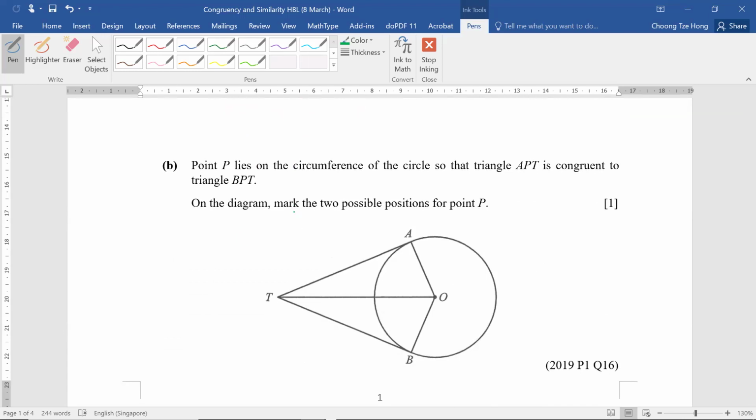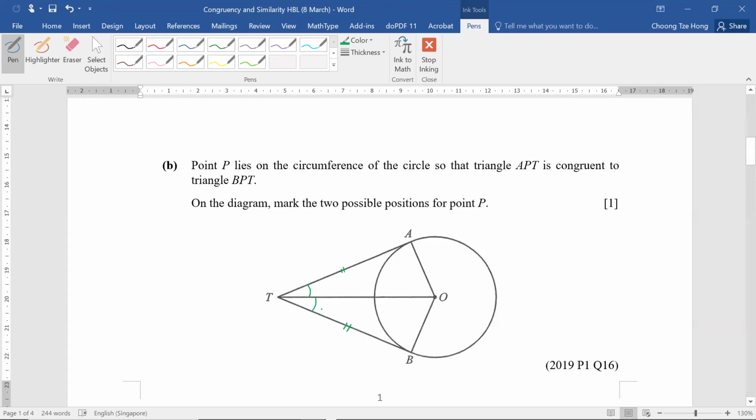They say that there's this point P that lies on the circumference of the circle, so that triangle APT is congruent to triangle BPT. So on the diagram, they want you to mark two possible positions for point P. Right, so where will point P be? The triangles are almost similar to the ones in part A. Remember in part A, we have already shown that this side, tangent from external point, equals this side. Then we have also identified that this angle is the same.